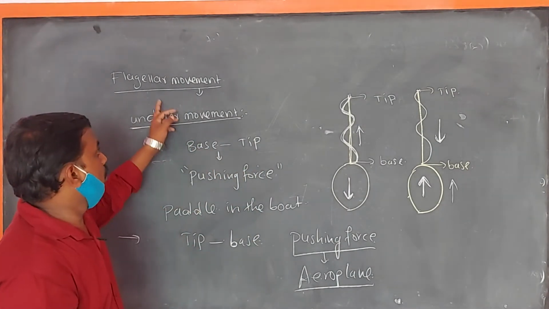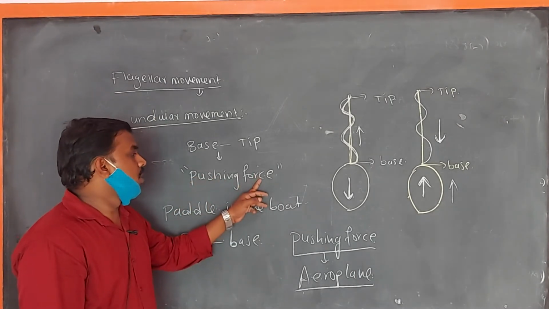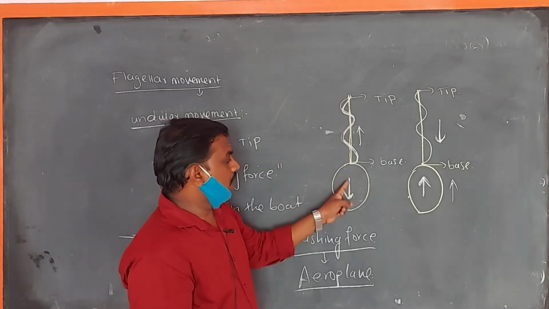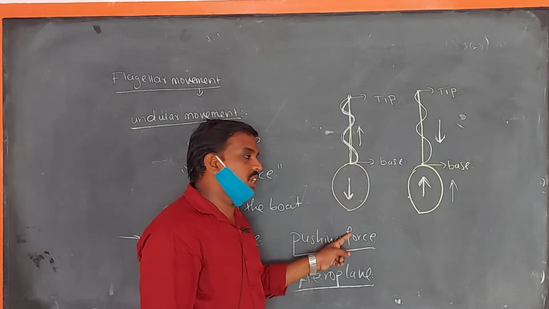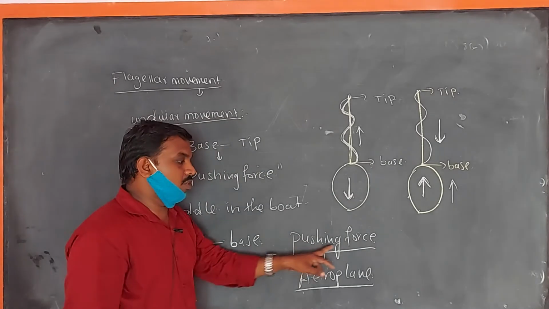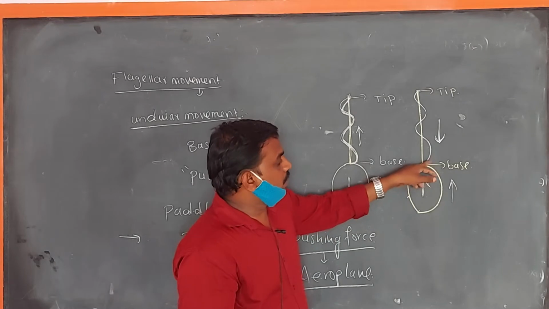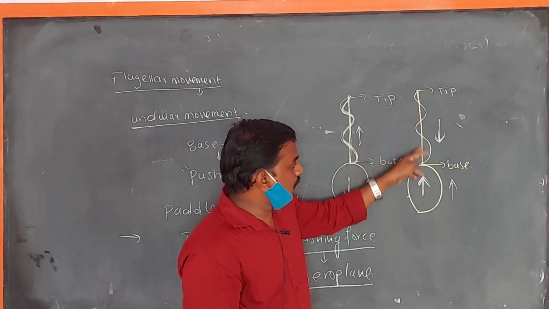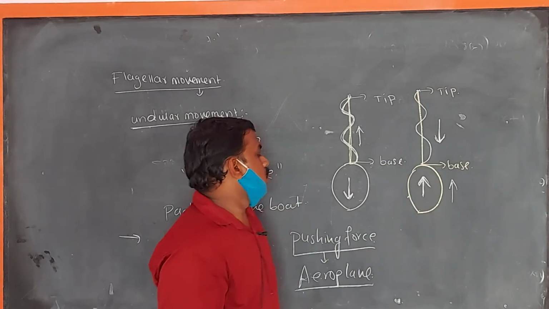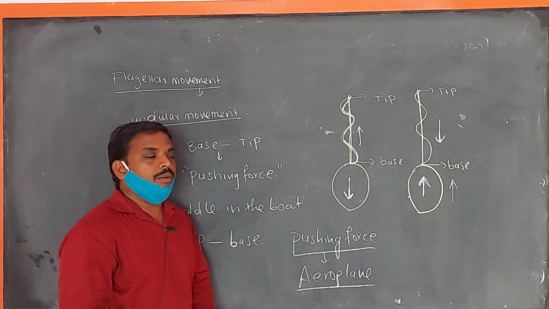So the angular movements exhibit two types of forces. One is the pushing force: the angular movement which occurs from the base to the tip, where the organism moves in the backward direction, is also called the undulation. And the second one, the movement which occurs from tip to the base, where the organism moves in the forward direction, is also called the pushing force. These are seen in an aeroplane.